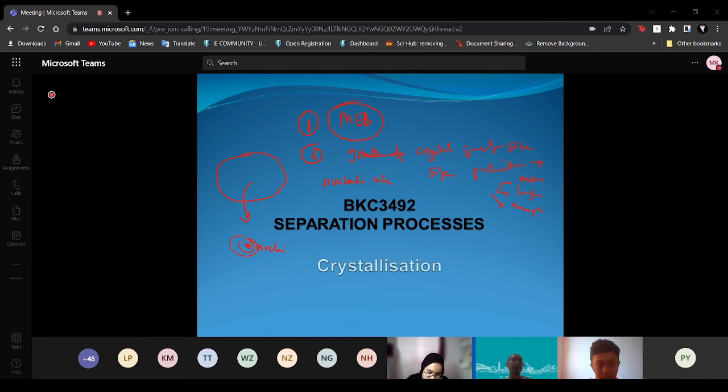And then the first part, I think it's rather easy for you because it's mass and energy balance, right? Because most of you scored A or B for mass and energy balance, so it's easy for you to do calculations for crystallization.